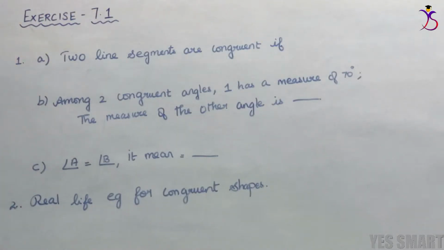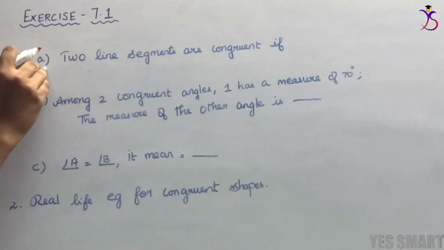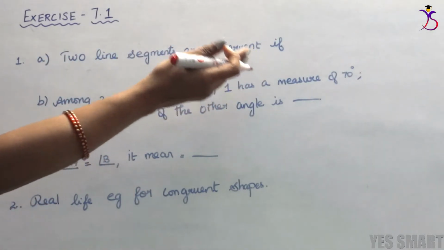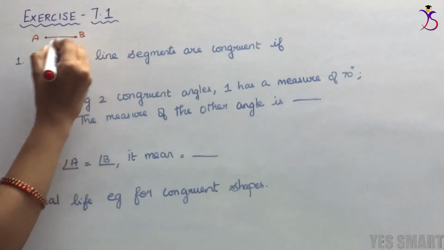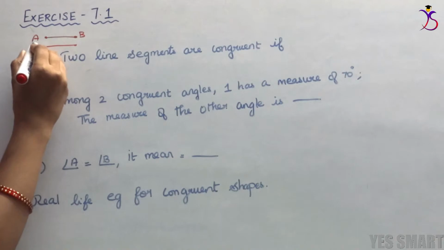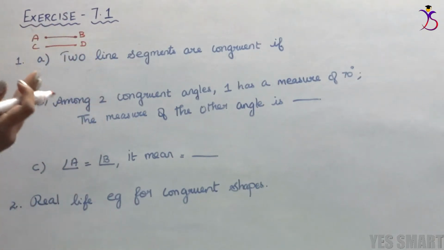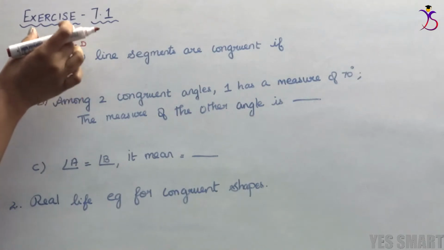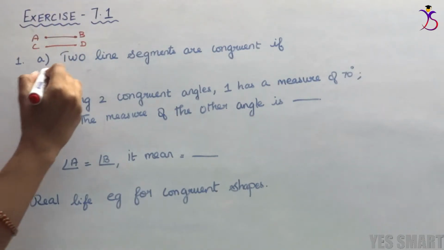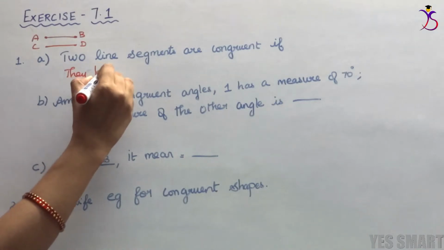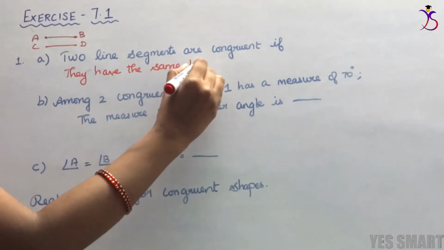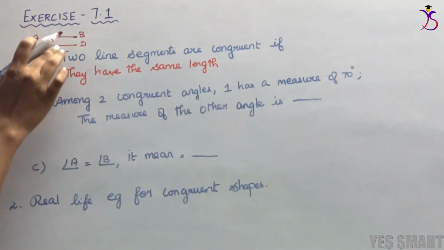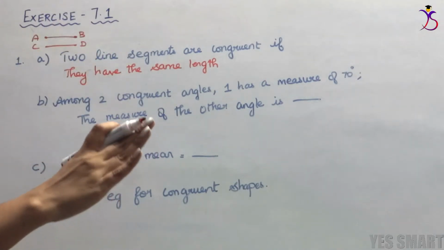Now, exercise 7.1, Congruence of Triangles. The first sum: two line segments are congruent if dash. Let's consider two line segments AB and one more line segment CD. If these two line segments are congruent, it means that they are both exact Xerox copies or image copies. Then they have the same length. The word congruent means that both the line segments are exactly the same with no difference. Hence the lengths are the same.